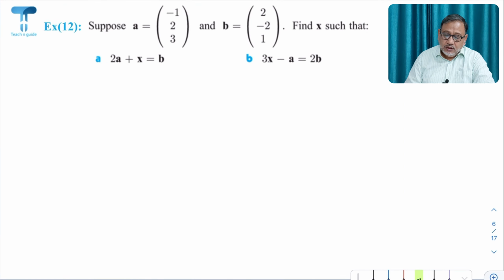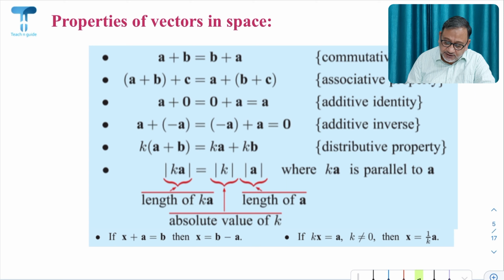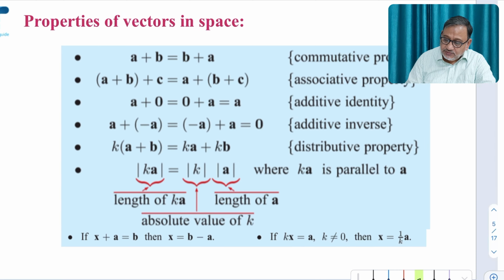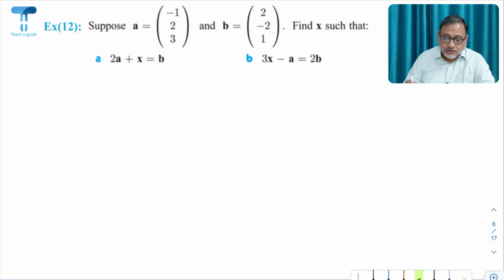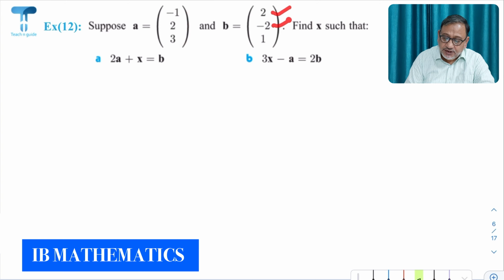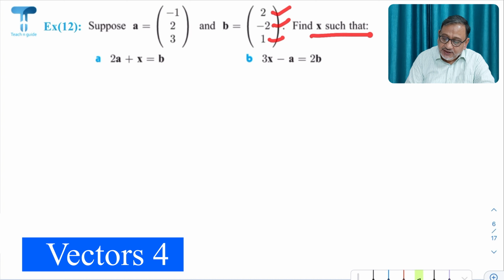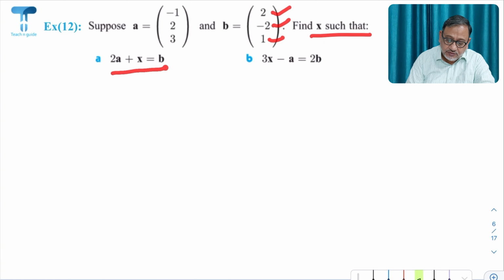Okay. Now an example based on these properties. The same properties we have seen here, we are going to use to solve the example, right? So example 12 tells us, suppose vector A is given, and this vector A is equal to (-1, 2, 3). Vector B is equal to (2, -2, 1) in component form. Find x such that 2 times vector A plus vector x is equal to vector B.